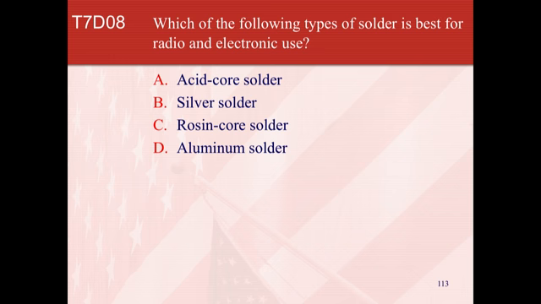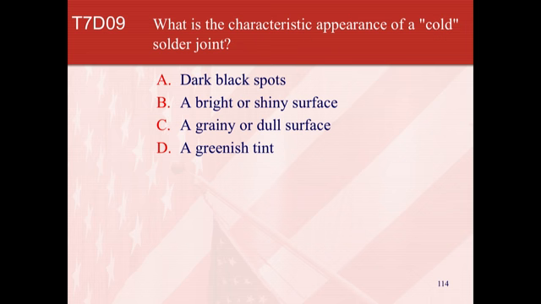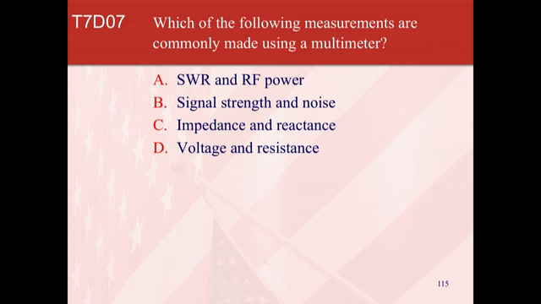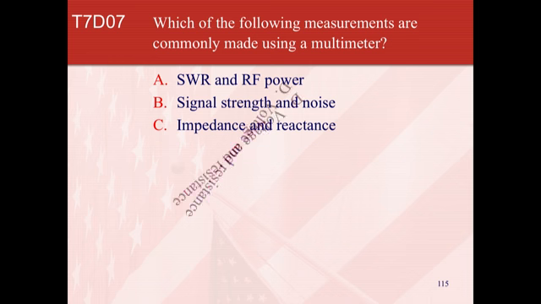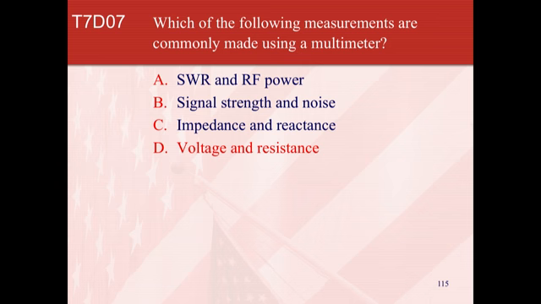Which of the following types of solder is best for radio and electronic use? Okay, rosin core solder. What is the characteristic appearance of a cold solder joint? Very good. C, a grainy or dull surface. Which of the following measurements are commonly made using a multimeter? That would be D, voltage and resistance.